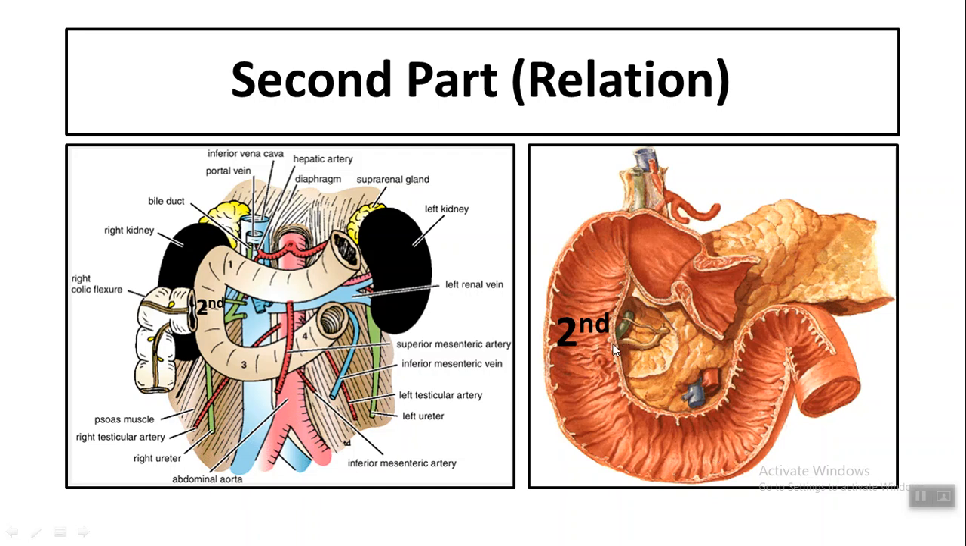The common bile duct and pancreatic duct will open in the second part of the duodenum, and it will cause elevation of the mucous membrane, and we call this elevation the major duodenal papilla.